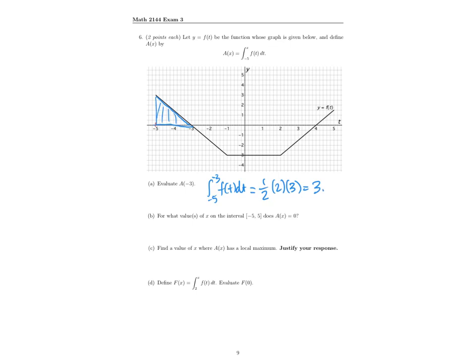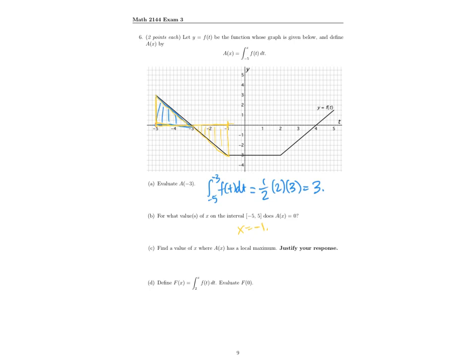And then it says, for what values of x on the interval negative 5 to 5 does A of x equal 0? Okay, so if I go from negative 5 to 5, A of x would be 0 when the area is 0. So here, if I start at negative 5 and I go this direction, the area is going to be 0 when I have the same amount above and below the x-axis. So that's going to happen when x equals negative 1. And then I'll be collecting a bunch of negative area, and I don't think it's ever going to give me the same amount of positive and negative area again. So x equals negative 1 is the only solution there.